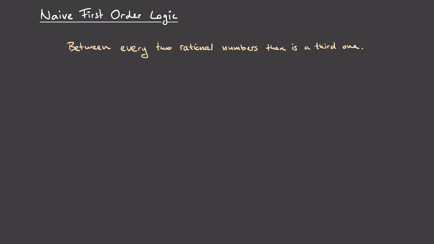Welcome. In this video, we're going to cover naive first-order logic. I'm going to introduce the idea behind this based on the following example. Suppose that someone you know comes to you and tells you the following mathematical statement: between every two rational numbers, there is a third one.